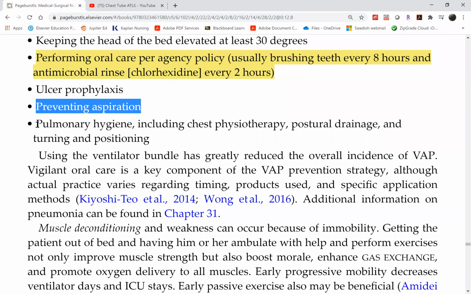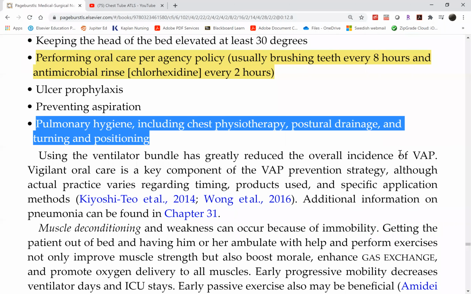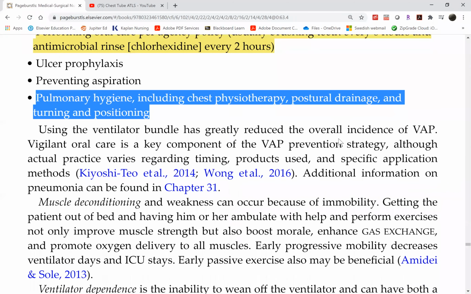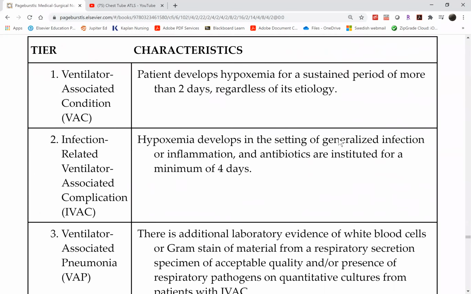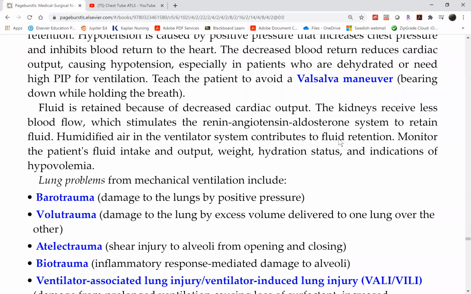And of course, the last in the bundle is your pulmonary hygiene. So turning the patient. Did I mention we can turn the patient prone? Yes, we did, right? Okay. All right, let me see if I missed anything here.